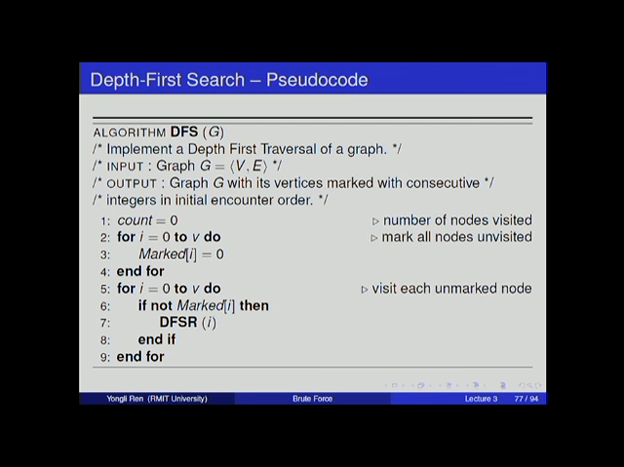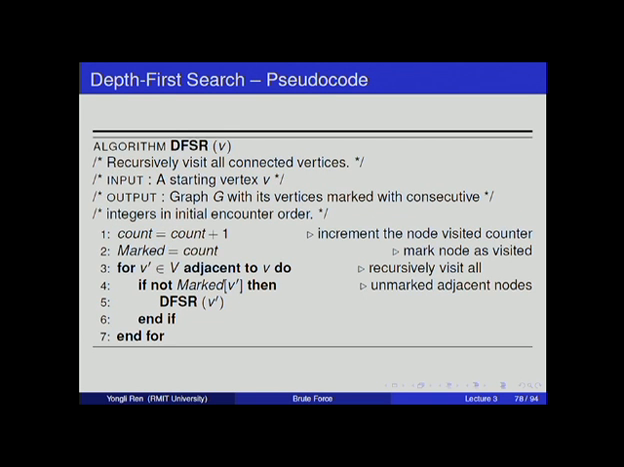Now, let's look at the DFS, the depth first search. We go through all this. That's the initialization: mark all the nodes unvisited. And we go from the first node to the last node, that's all the nodes. We check whether the node is visited or not. If it is not, we call the recursive depth first search algorithm, which calls itself.